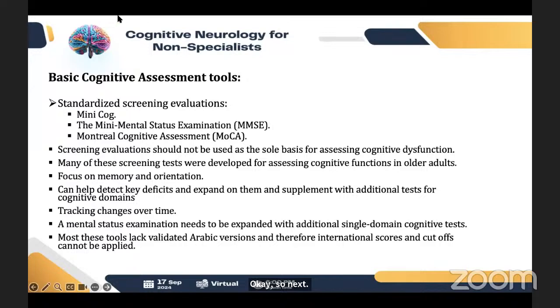Okay, so now I hand over to Ms. Saad to go over the basic cognitive assessment tools. Thank you, Dr. Roa, and for all the speakers. So is sound clear? Yes.